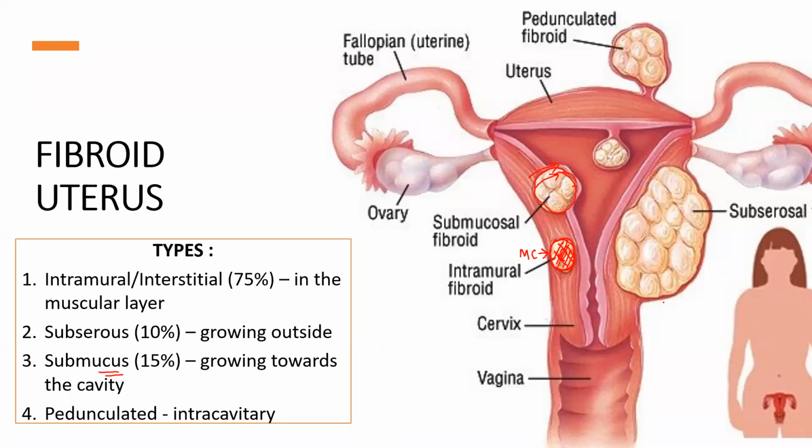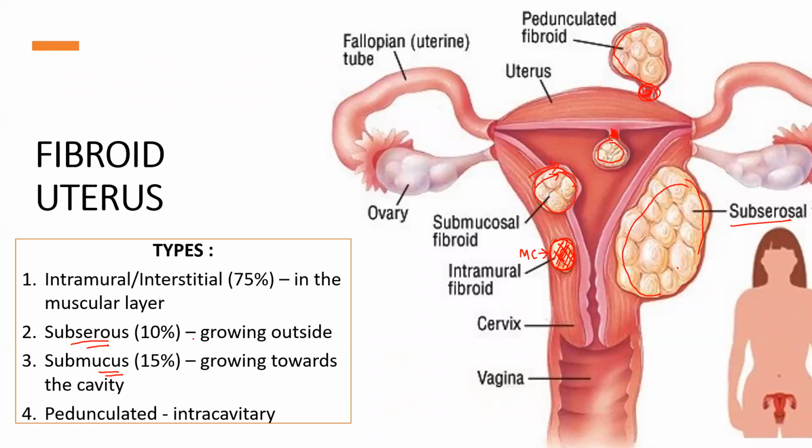But if it is going outside, you can see the intramural fibroid was here, it is growing outside. So this particular fibroid which grows outside is known as a subserosal, or subserous fibroid. The next one is a pedunculated one, either into the cavity or outside, which will be having a peduncle. So these are the types of fibroid uterus.